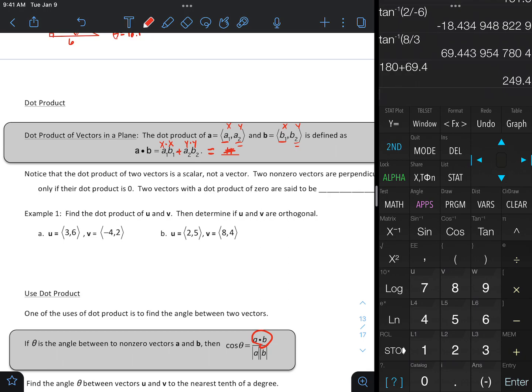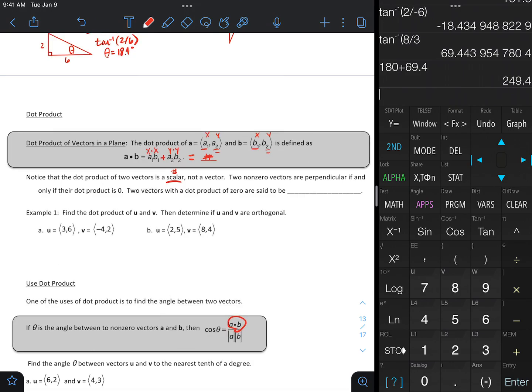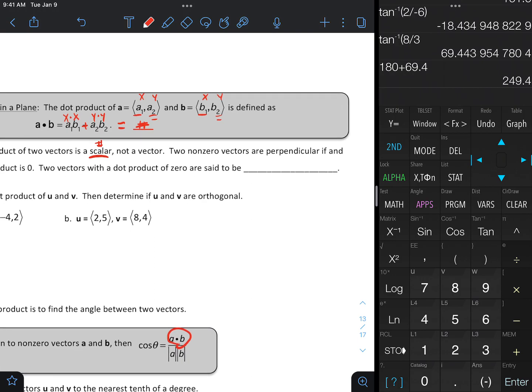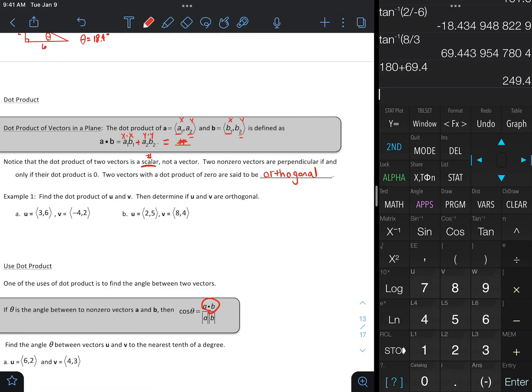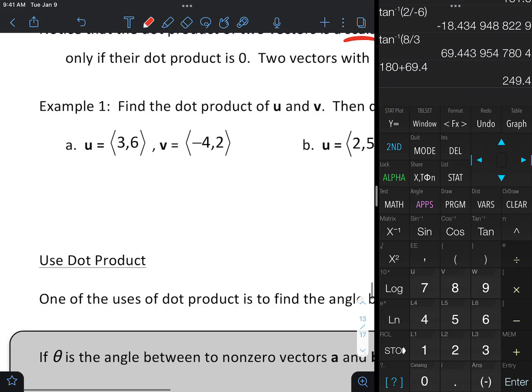Notice that the dot product of two vectors is a scalar. It's not a vector. So scalar is just a number. Two non-zero vectors are perpendicular, by the way, if and only if their dot product is 0. So if you have a dot product that comes out to 0, it means the vectors make a 90-degree angle or they're perpendicular. Two vectors with a dot product of 0, we have this vocabulary word here. It's orthogonal. It's actually spelled down there below. So that is only when the dot product comes out to be 0. So I think they'll ask you one or two questions there on that. So that's all you need to know. Is it 0 or not 0?